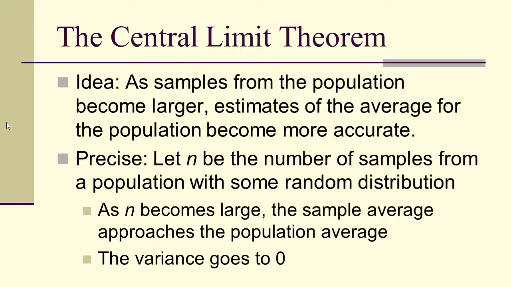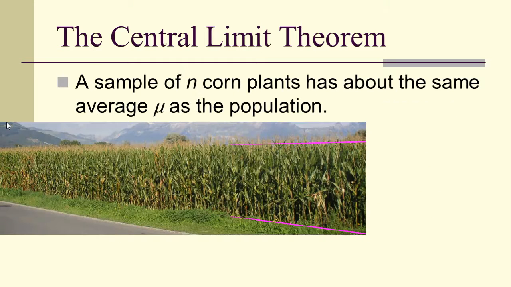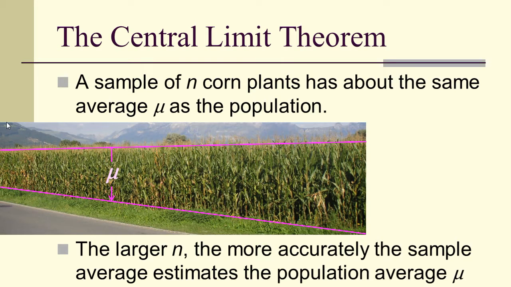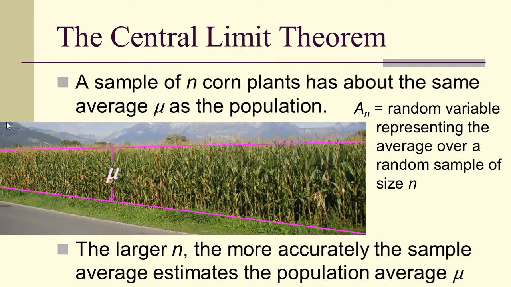As n becomes large, the sample average approaches the population average, and the variance, which is the square of the standard deviation, goes to zero. So a sample of n corn plants has about the same average as the population. The larger the n, the more accurately the sample estimates the actual population average mu for the entire field. So A sub n is a random variable representing the average over a random sample of size n. And sigma of A sub n, the standard deviation of that, is the standard deviation of an individual trial divided by the square root of n. So as n goes to infinity, sigma of A sub n goes to zero. And A sub n is then a good estimate of mu.